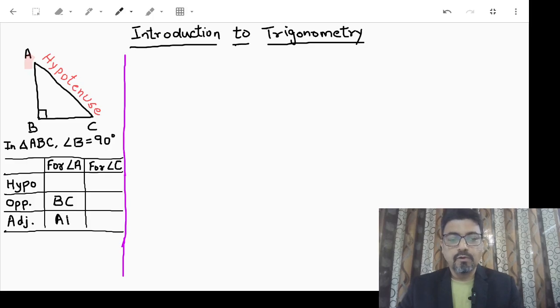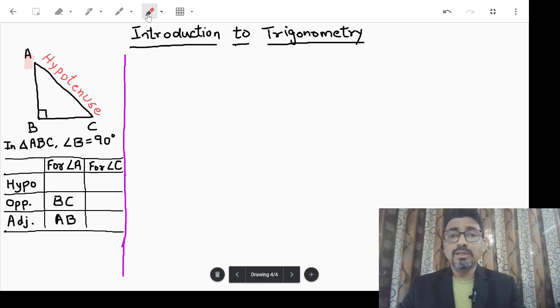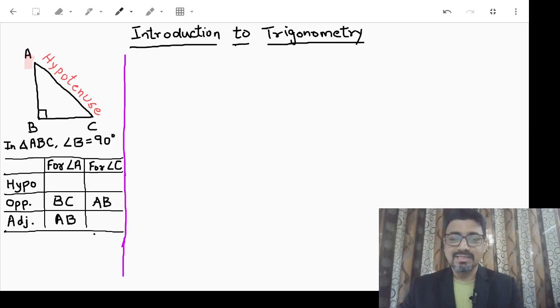Now we look at the other acute angle C. For angle C, what will be the opposite side? The opposite side of angle C is AB and the adjacent side is BC. Let us make a note of it. So we have opposite side as AB and adjacent side as BC. Also note that in both cases, for both the acute angles, the hypotenuse in a right-angled triangle is always AC, which I have written in the diagram as well. So hypotenuse in both the cases will be AC.